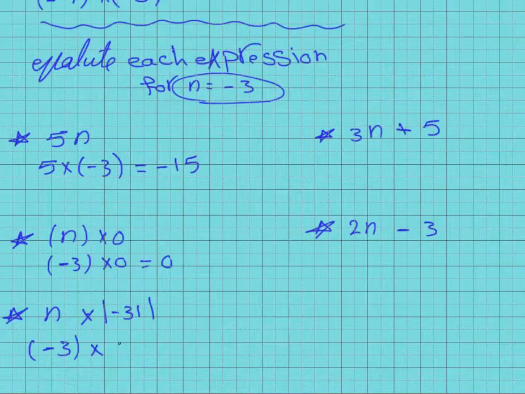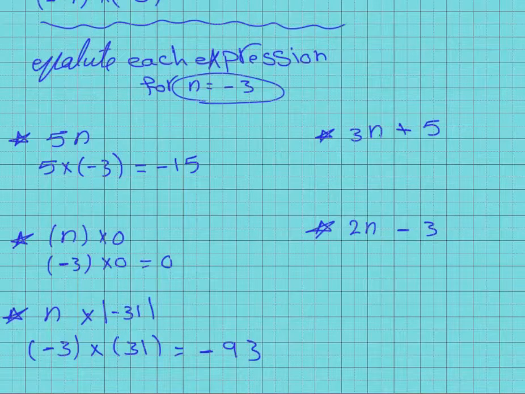I will remove n and substitute -3, multiplied by the absolute value of -31. The answer is positive 31. Now I multiply: one of them is negative, the other is positive. The answer is negative according to the first rule. 3 multiplied by 31, the answer is 93.